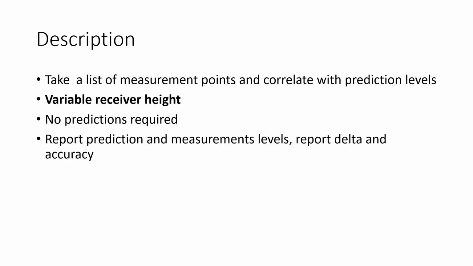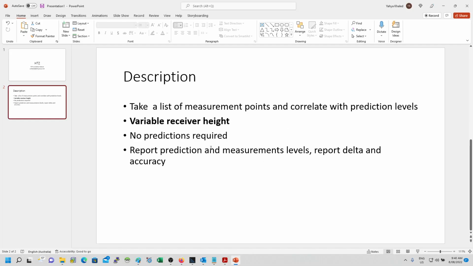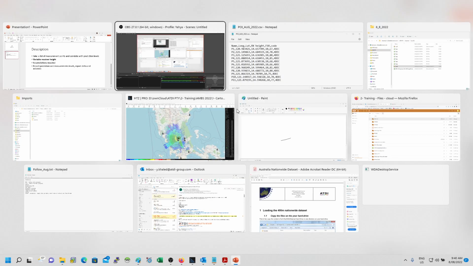A good thing about this function as well is that no prediction is required, which means the tool can do prediction in real time, point-to-point mode, and you can report the prediction level and the measurement level, and you can report the delta and the accuracy of your predictions. So let me take you to the setup.